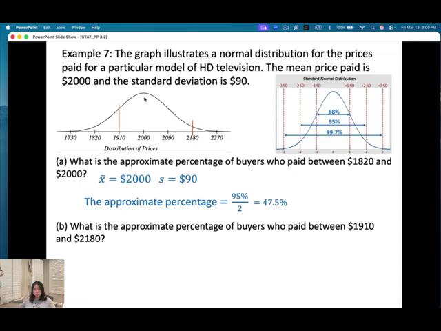And then we still need to figure out from 1,910 to 2,000 here, which is gonna be within 1 standard deviation, but divided by 2. So 95% divided by 2, we calculate from 2,000 to 2,180. Second part, 68% divided by 2, we calculate from 1,910 to 2,000. You should get 81.5%.